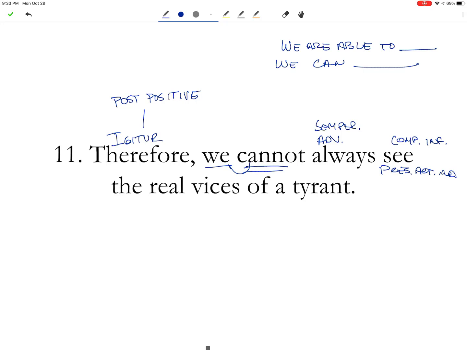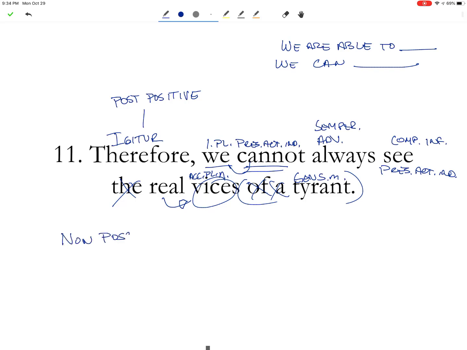Always. So, we cannot always see what? Vices. What kind of vices? The real vices. So that whatever vices are going to be, real is going to modify it. And of a tyrant is going to be genitive. Tyrant, singular, masculine. Okay, we cannot. First person, plural, present, active, indicative. Always. See, there's no word for the. Vices, accusative, plural. And I know the word for vices is neuter. And real is going to modify it. Of a tyrant, we've already got it. So, we cannot. Non possumus.